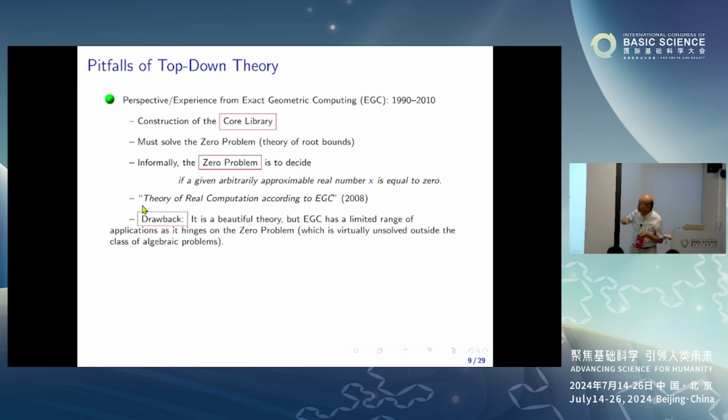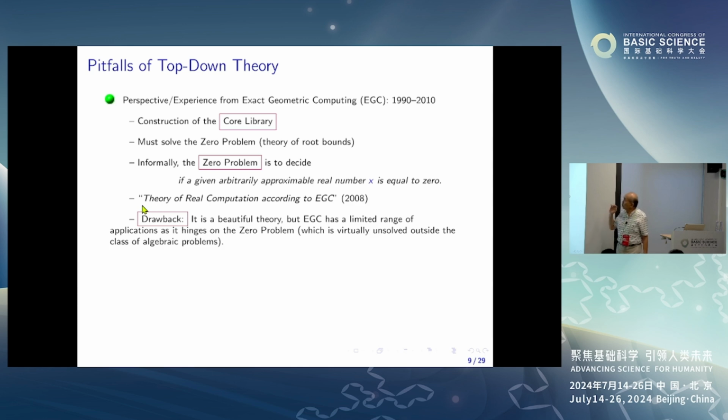And in exact geometric computing, it says, just make sure your sign is always correct. You don't have to compute with exact numbers, but make sure it's the correct sign. And to a large extent, we can do that for the algebraic case. And I wrote a paper in 2008 called Theory of Real Computation According to EGC. The drawback: it is a beautiful theory. I still love it.